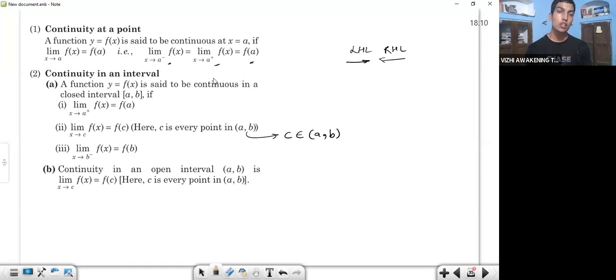Okay, so this is about continuity at a point for a particular curve or function, where we are finding the left hand limit and then the right hand limit, and the value of the function, where we are just substituting x with the given point. So this is known as the value of the function.